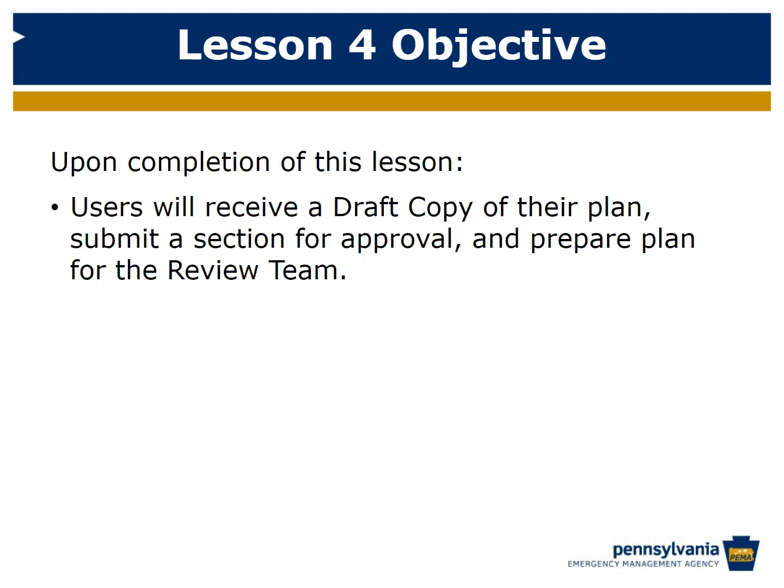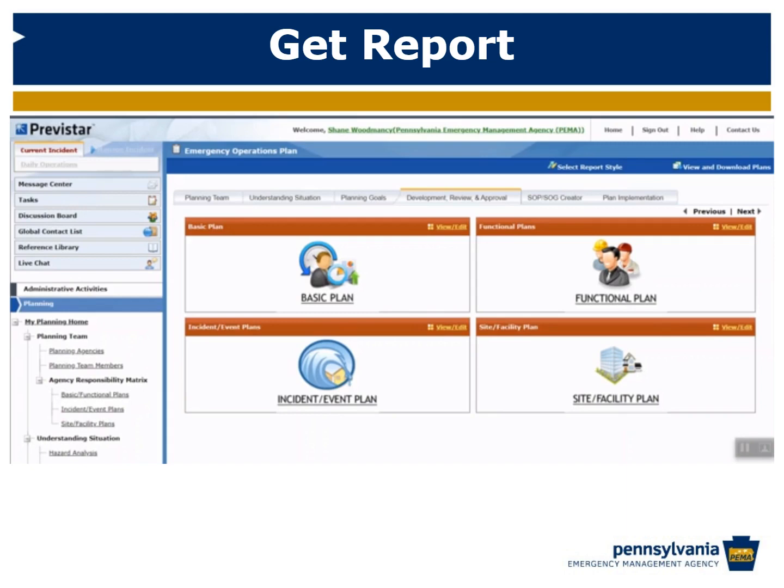Lesson 4 Objectives. Upon completion of this lesson, users will receive a draft copy of their plans, submit a section for approval, and prepare a plan for the review team. This lesson is going to cover the GET report. The GET report is something that we use quite often when we're reviewing our plan or want to get a copy of our plan to hold, to print, or email out.